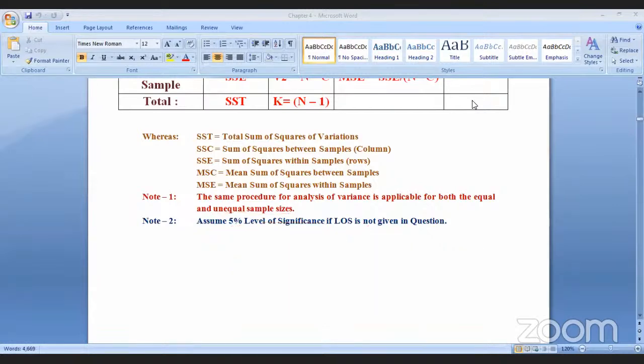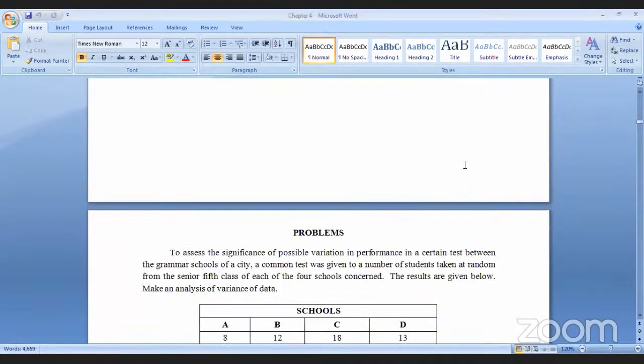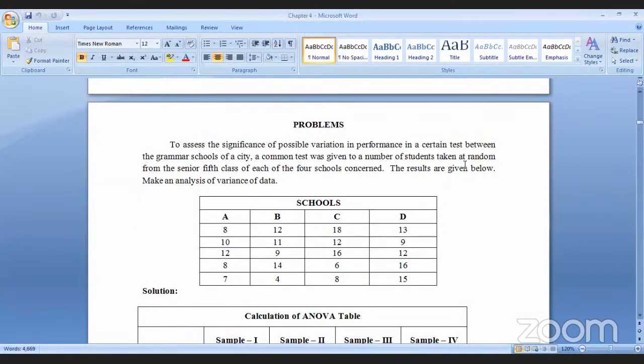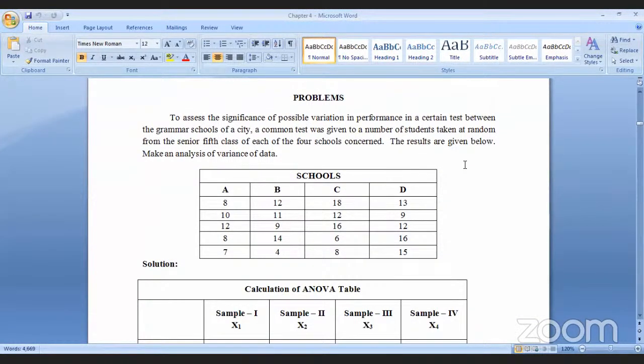While we are doing the problem, after completing it, you will get some clarity. So you see this problem. Problems on one-way classification. To assess the significance of possible variation in performance in a certain test between the grammar schools of a city, a common test was given to a number of students taken at random from the senior fifth class of each of the four schools concerned. The results are given below. Make an analysis of variance.